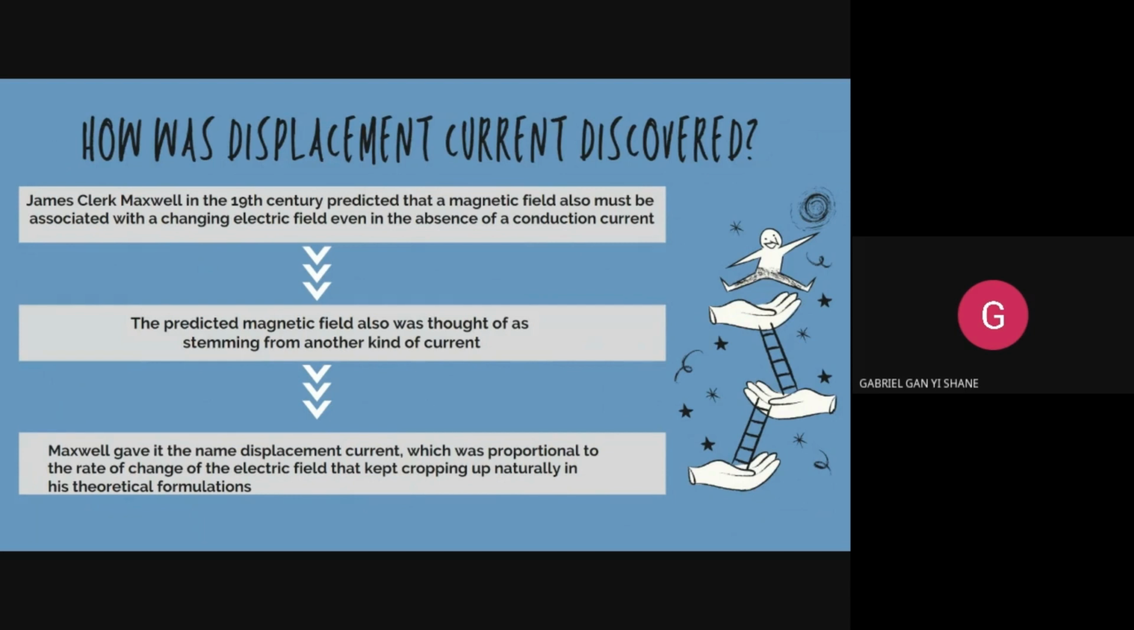Ordinary electric currents, called conduction currents, whether steady or varying, produce an accompanying magnetic field in the vicinity of the current. We might think to ourselves, how was displacement current discovered? Well, now we see the history of such an amazing discovery. The British physicist James Clerk Maxwell in the 19th century predicted that a magnetic field also must be associated with a changing electric field even in the absence of a conduction current, a theory that was subsequently verified experimentally. As magnetic fields had long been associated with currents, the predicted magnetic field also was thought of as stemming from another kind of current. Maxwell then gave it the name displacement current, which was proportional to the rate of change of the electric field that kept cropping up naturally in his theoretical formulations.